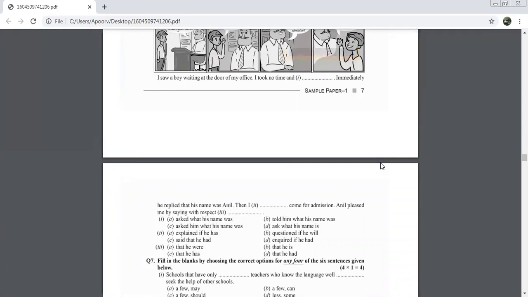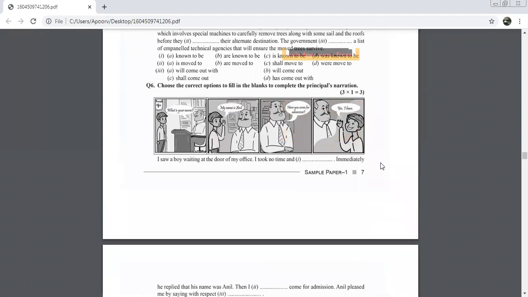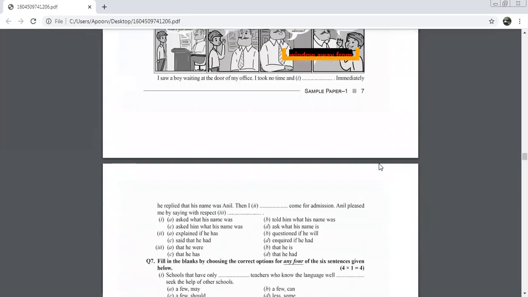Do better. Question number 6. I told you the dialogue. The principal is asking what is your name? The child is saying, my name is Amit. And then the principal is asking, have you come for admission? Then the child is saying, yes, I have. So this part has to be done. Please attempt this question. Look for the correct answers. Then we'll discuss them.